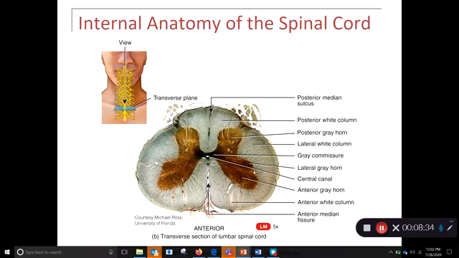This gray matter is cell bodies. This white matter is myelinated axons. So these are your neural tracts. Remember that there's a difference between tracts and nerves. Nerves are in the peripheral nervous system. Tracts are axons in the central nervous system.